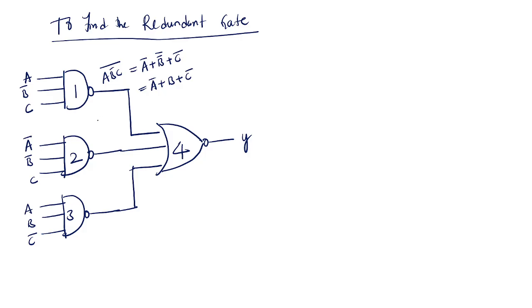Okay. And next this one, A bar, B bar, C whole bar. I am applying De Morgan's law. So A bar whole bar plus B bar whole bar plus C bar. So this is equal to A plus B plus C bar. Okay. And next A, B, C bar whole bar. So this is A bar plus B bar plus C bar whole bar. So this is A bar plus B bar plus C.